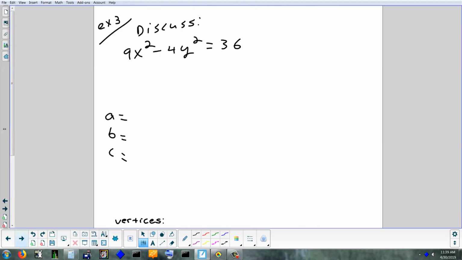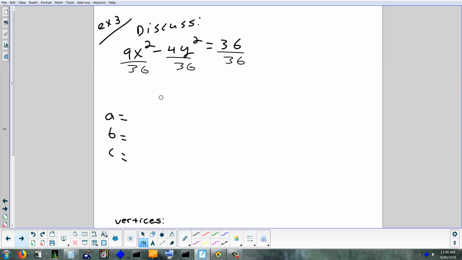All right, this is another discuss. I don't think we have to go through the whole thing, but let's just go through what the first step would be, because it's different than the last one. What would be your first step to discuss this? Yeah, divide everything by 36.